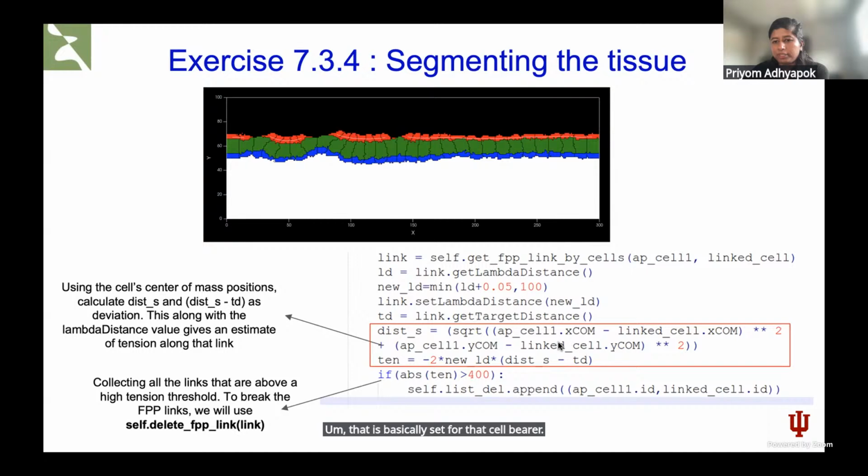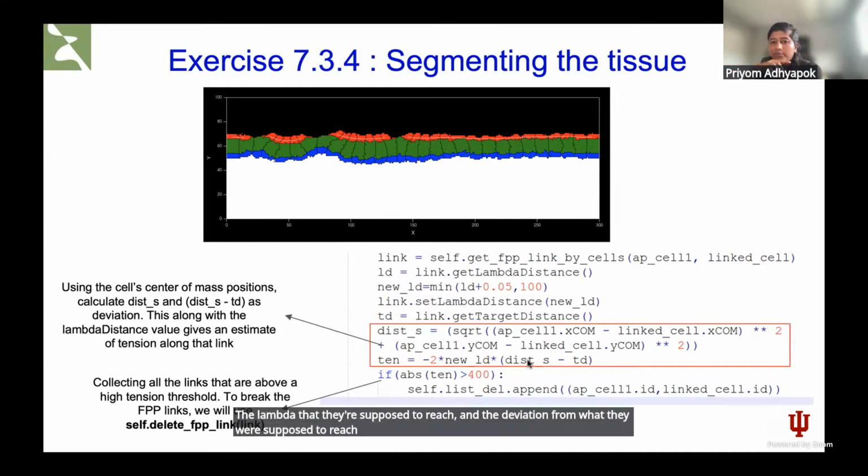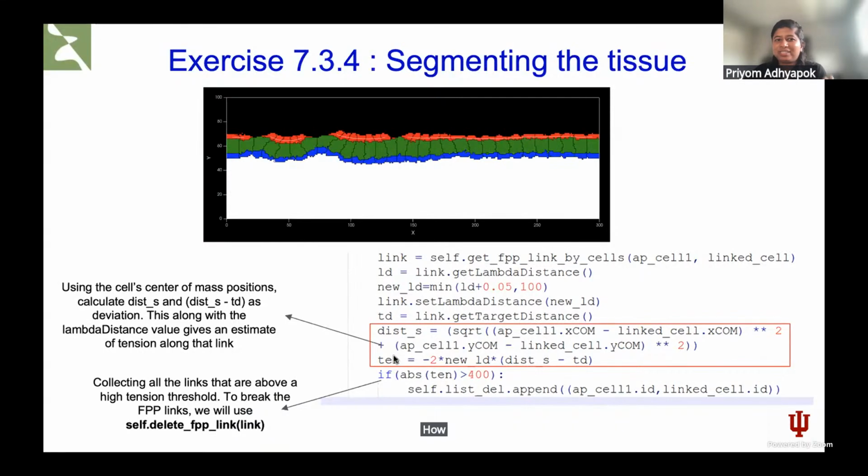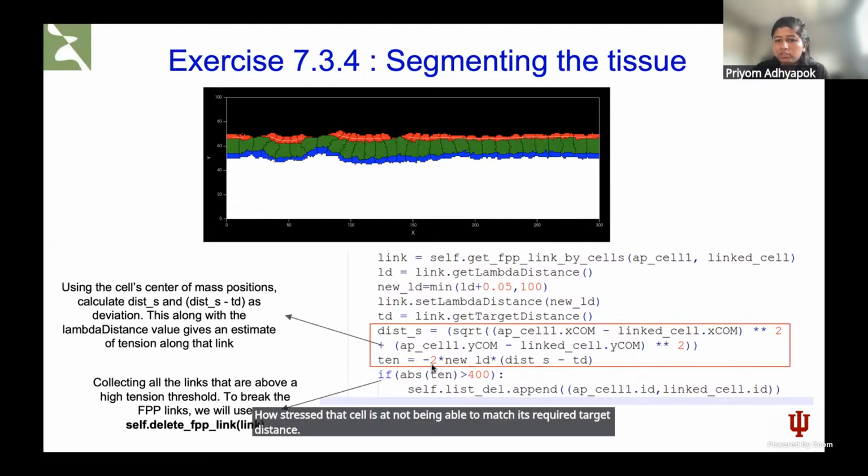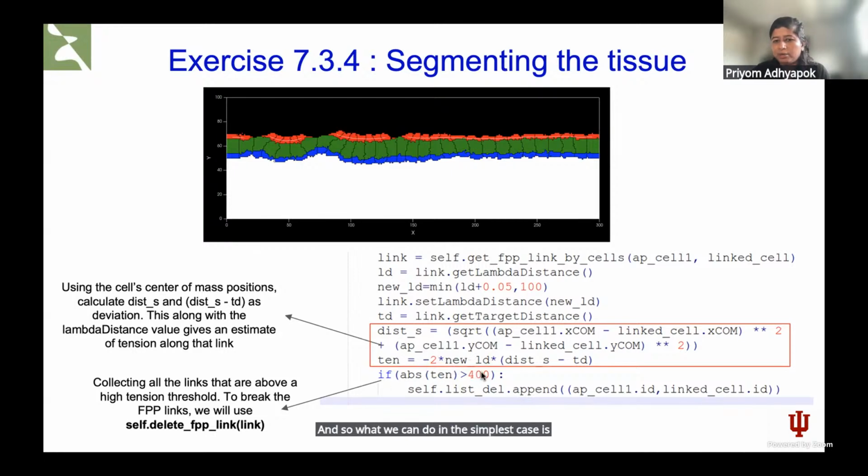Now, this combination, the lambda that they're supposed to reach and the deviation from what they were supposed to reach in their apical to apical distances, gives us an estimate of how stressed that cell is at not being able to match its required target distance. And so what we can do in the simplest cases, we can set a cutoff.